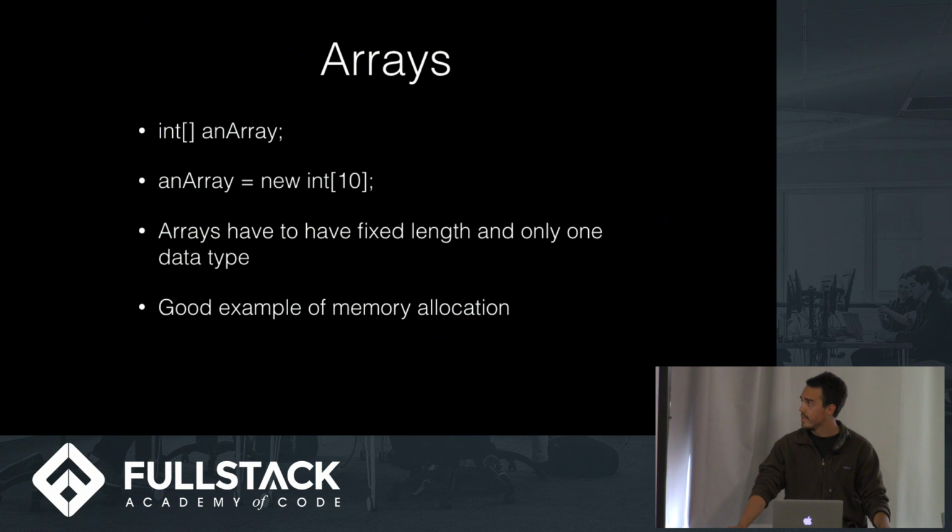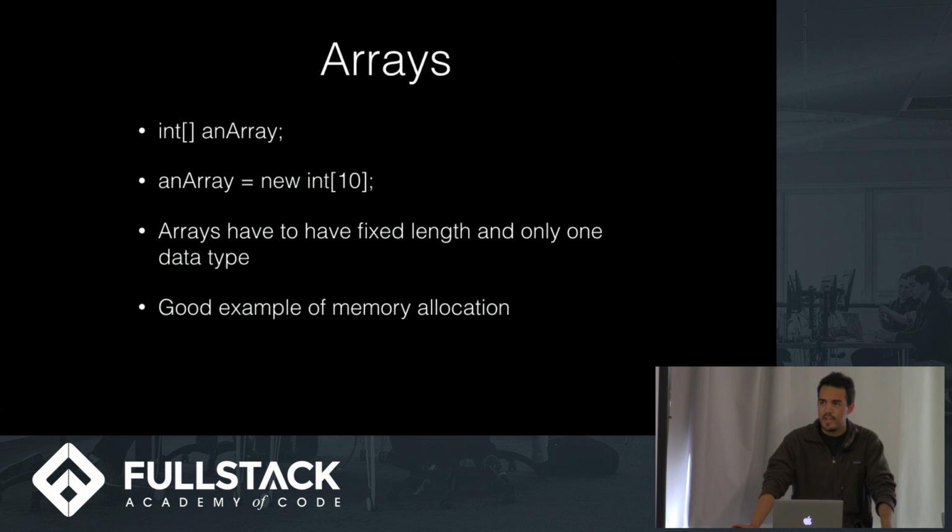Now, arrays. Interesting thing about arrays in Java is you can declare them different ways. The first one, if you see, is kind of syntactic sugar, where it says integer array is, and then the name of the array is an array. If you look at the second line, it says an array new, which is the constructor function, integer 10. So what this means is that we're creating a new array object that has a fixed length of 10, and it can only be integers.